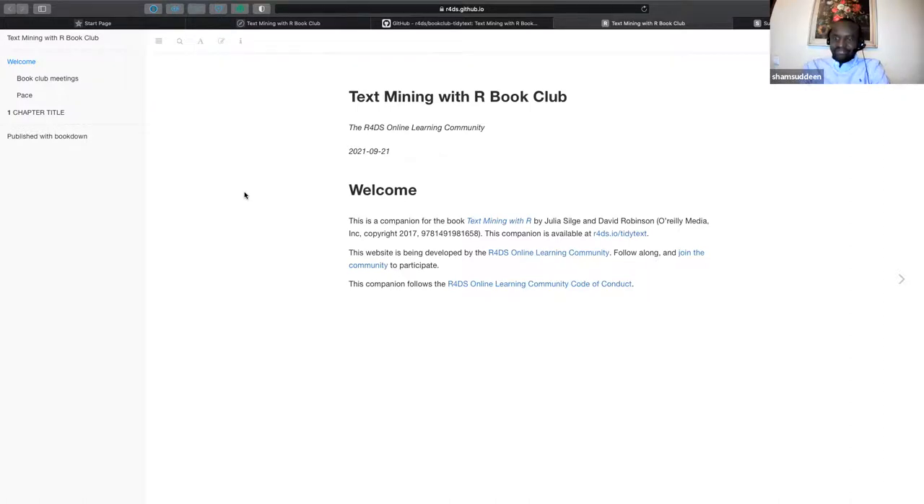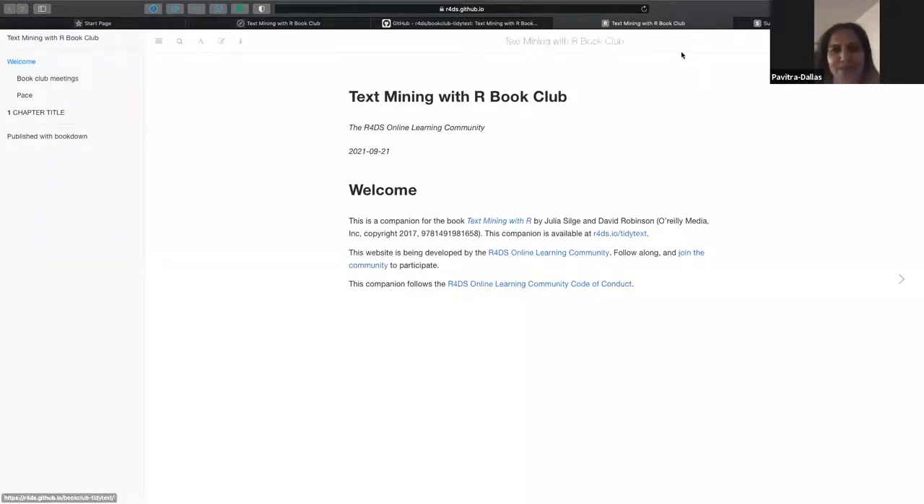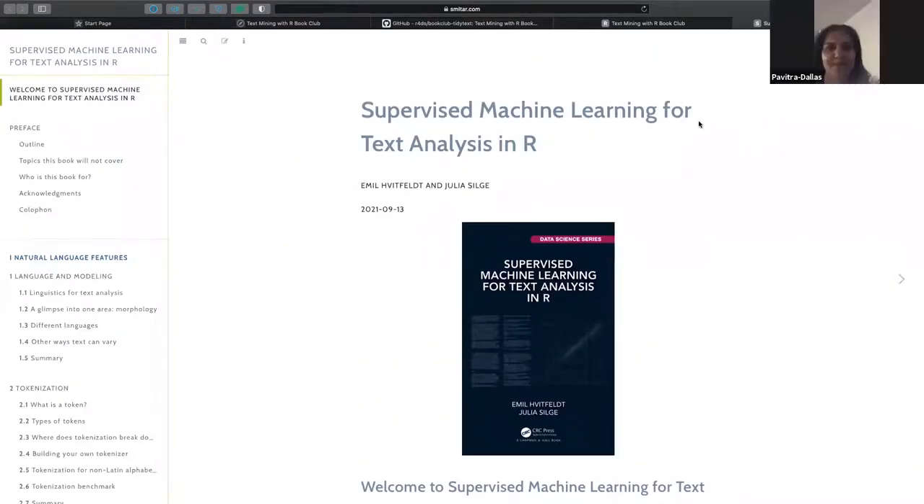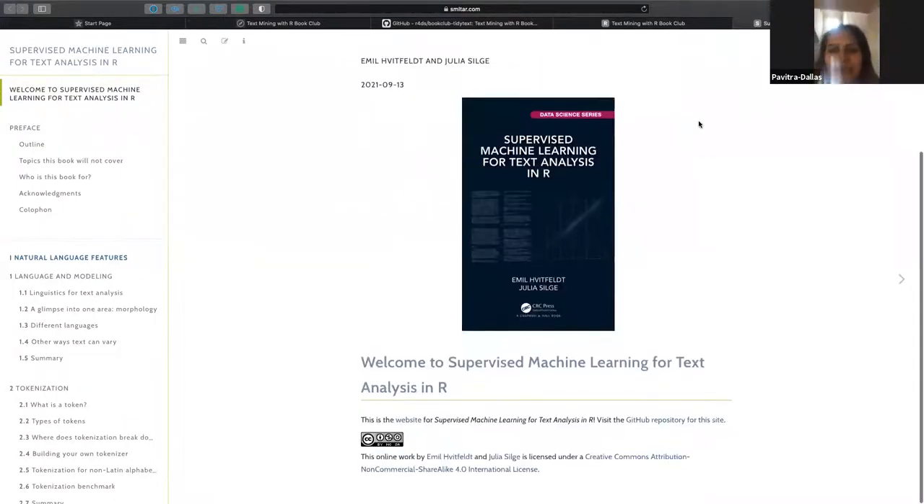I initially thought that this book club was Tidy Modeling for text data, because that's come out as well, right? I think that's out also for tidymodels using text data, I believe. But anyway, I'm happy to be here and hope to contribute.